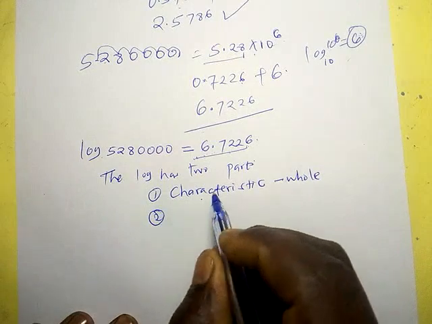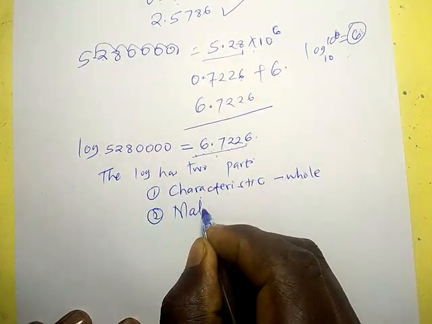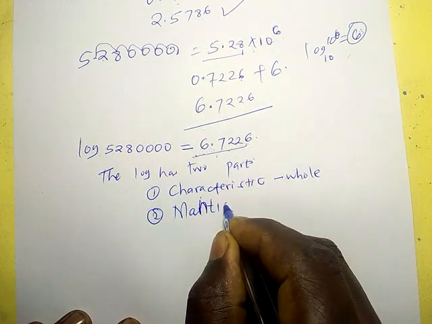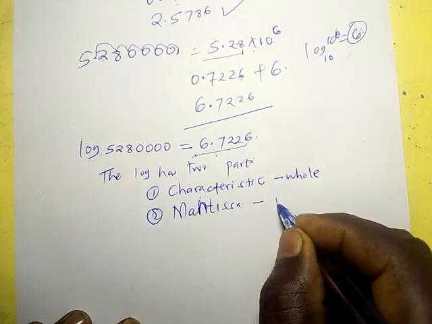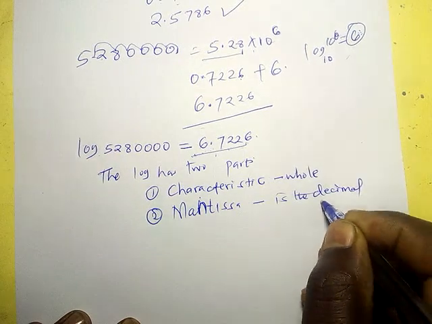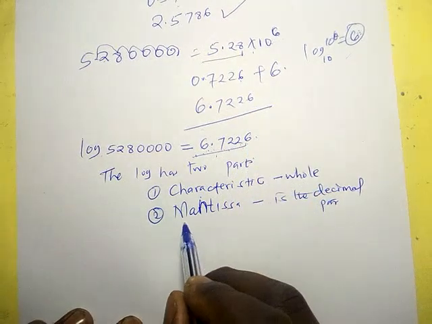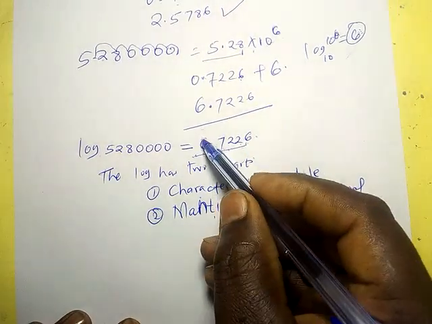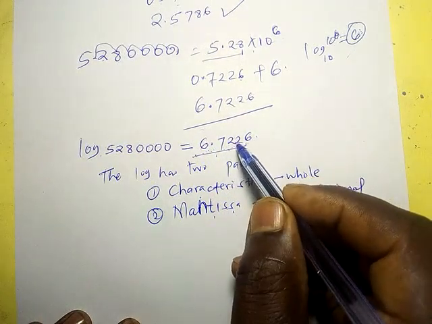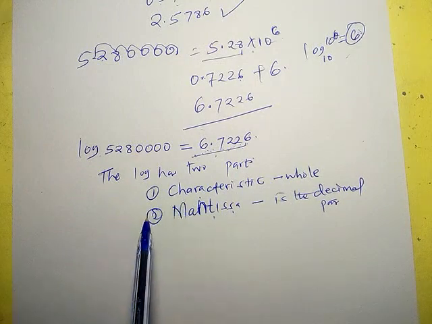The second part of a logarithm, of a log, is called the mantissa. The mantissa is the decimal part. So from here, 0.7226 is called the mantissa. Therefore, this one is the characteristic, and 0.7226 is the mantissa. It is very important for you to know the parts of a logarithm.